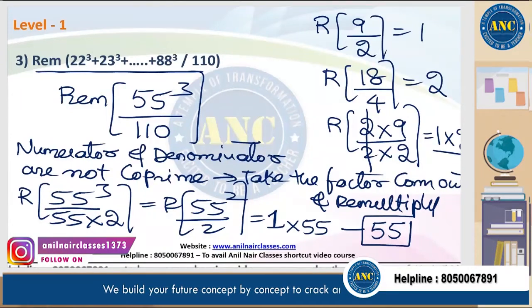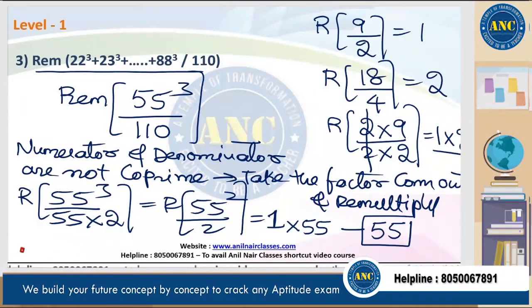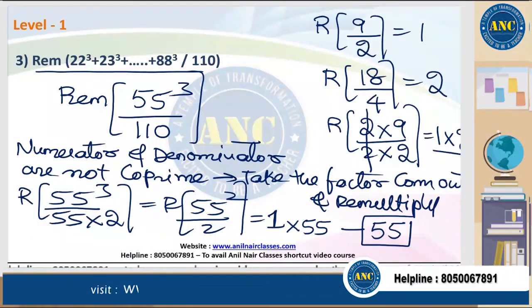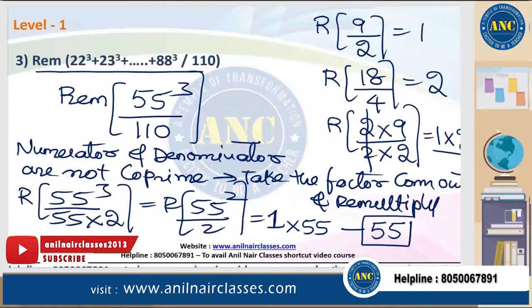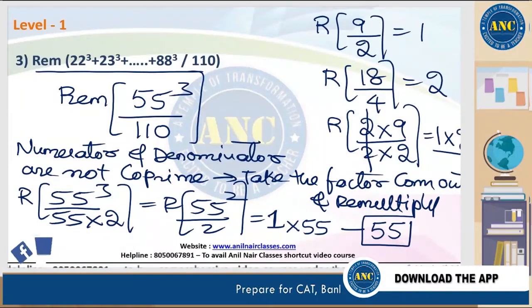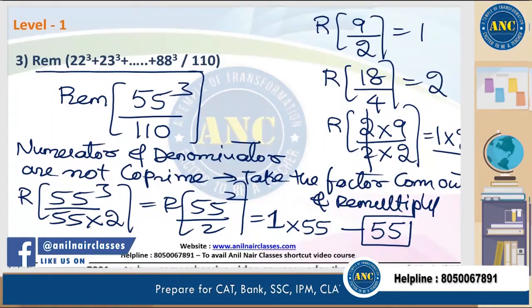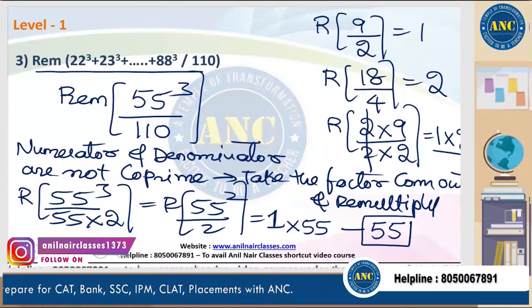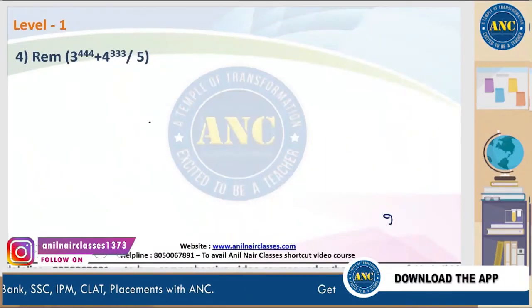The first problem is a power n plus or minus b power n. The second problem is a power n. First we did it as a power n minus b power n. Second we did it as a power n plus b power n. Third we did it as: when the numerator and denominator are not co-prime to each other, take the factor common out and re-multiply.